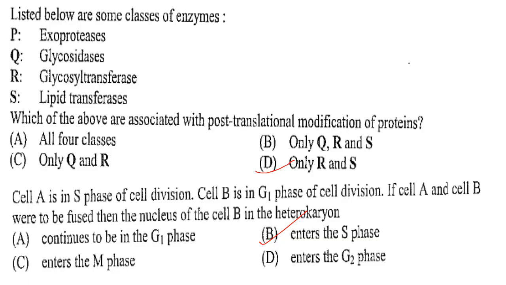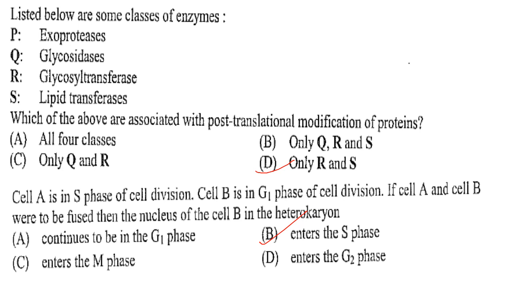Then listed below are some classes of enzymes. Which of the above are associated with post-translational modification of proteins? Exoproteases. Proteases are protein degrading, so they are naturally not going to be involved in post-translational modification of proteins. Glycosidases, no. Glycosyl transferases, yes. R and lipid transferases, yes. So D, R and S is the answer.